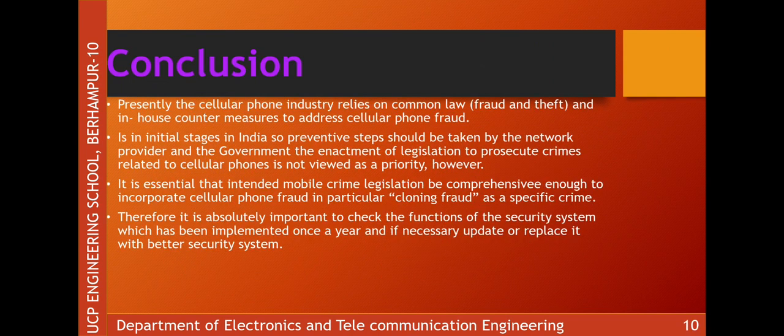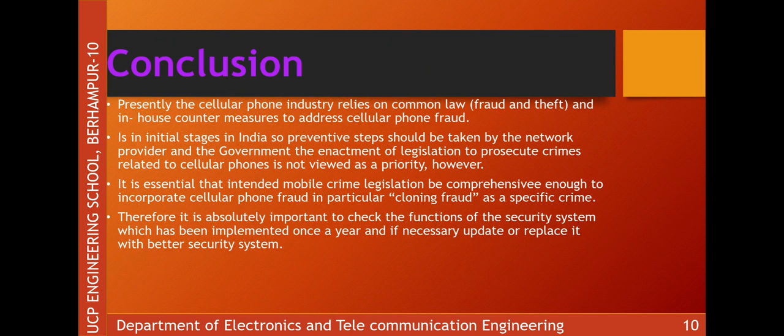Here comes the conclusion. Presently, the cellular phone industry relies on common law, fraud and theft, and in-house countermeasures to address cellular phone fraud. It is in its initial stages in India, so preventive steps should be taken by the network provider and the government. The enactment of legislation to prosecute crimes related to cellular phones is not viewed as a priority.